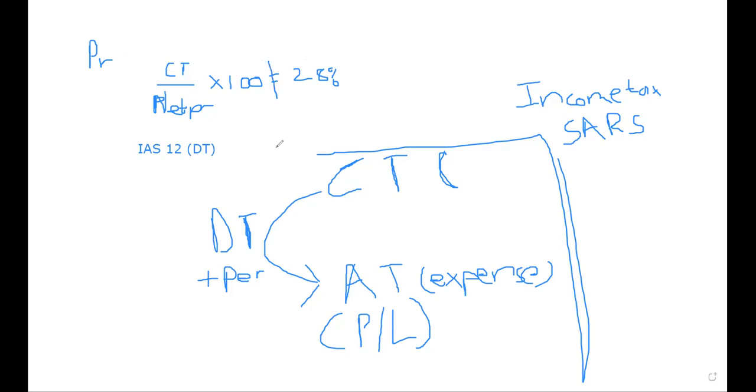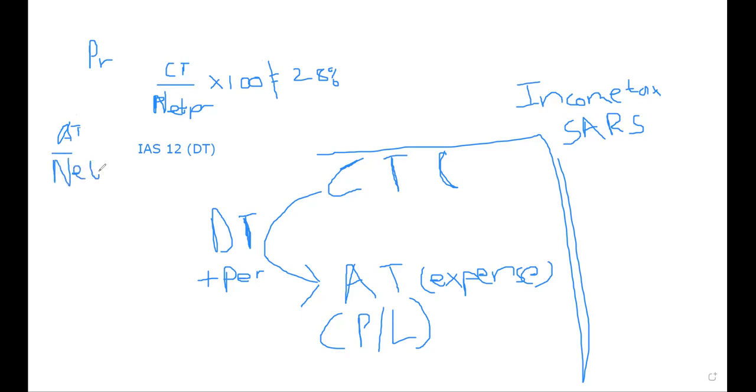And the reason why we are doing deferred tax is to get to this 28%. Why? Because the accounting tax, if you say accounting tax over net profit, that should give you the tax rate.